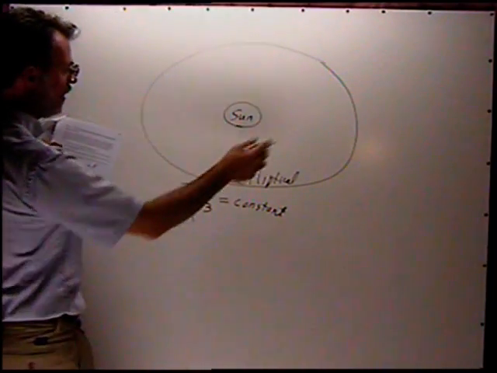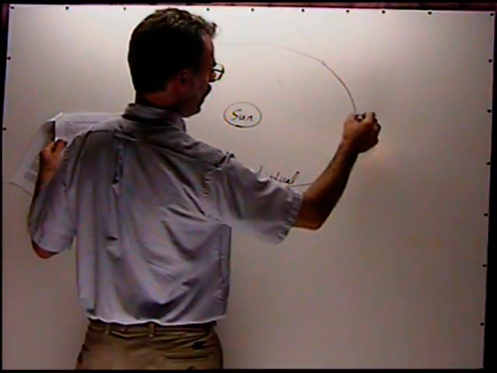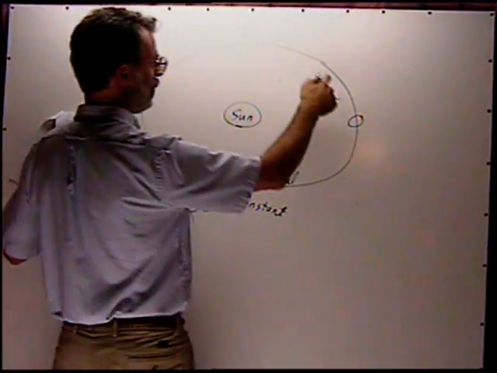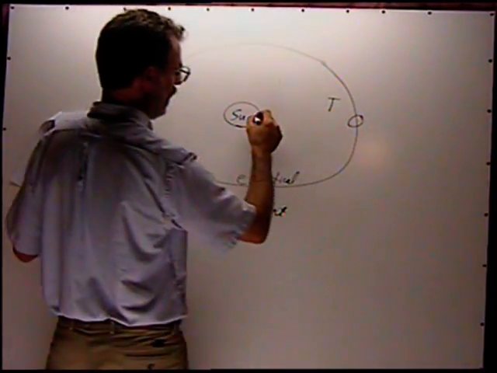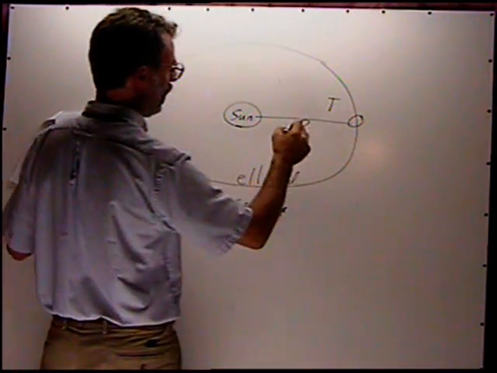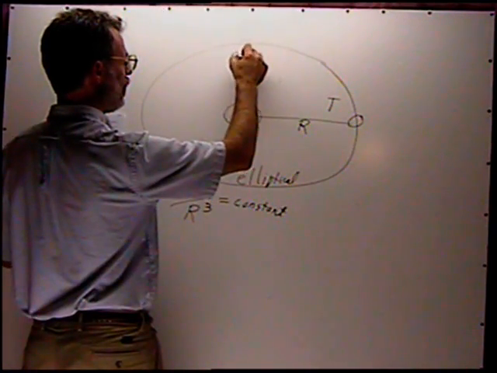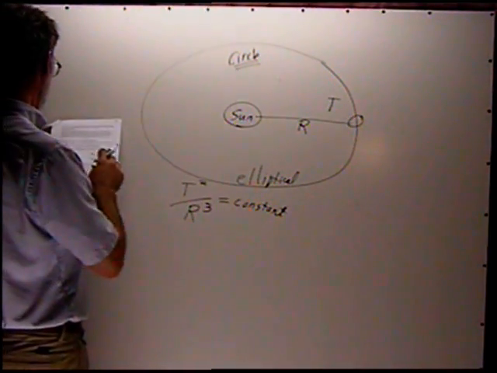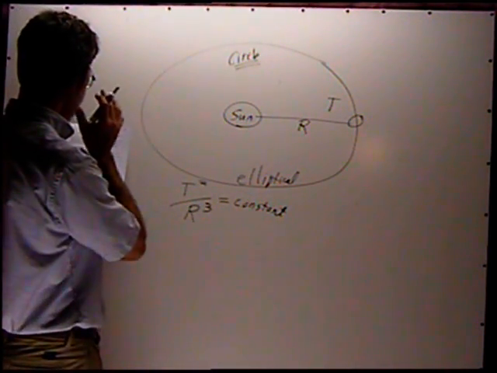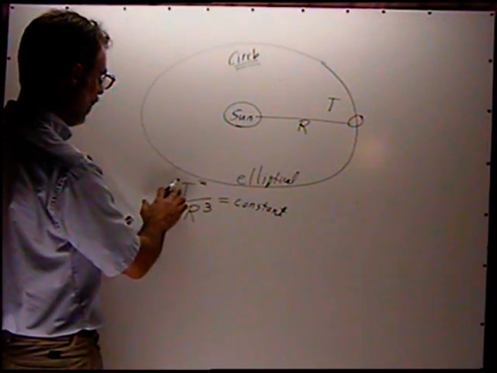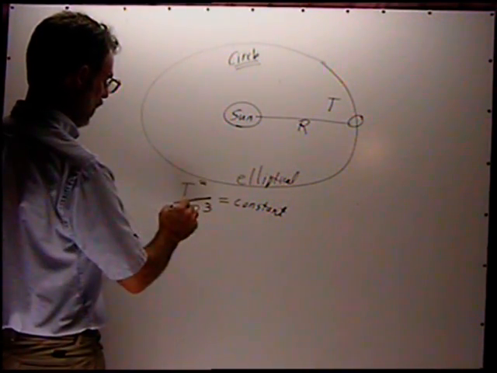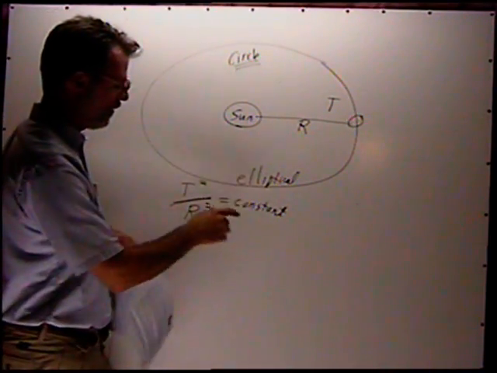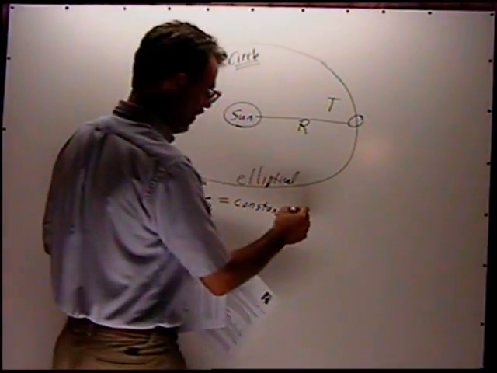That is, if you take a planet here that's orbiting the sun, and it has a certain period, a certain amount of time, and then there's a certain r. Let's just assume right now this is a circle, just to keep it easy. The ratio of the square of the period to the radius cubed is equal to a constant.